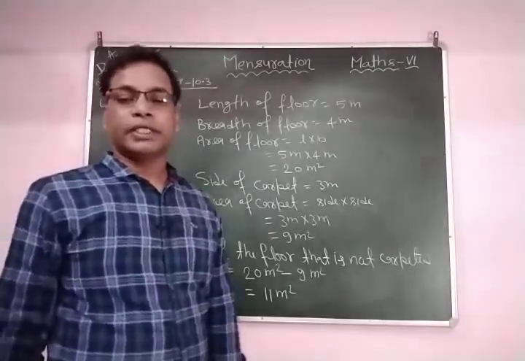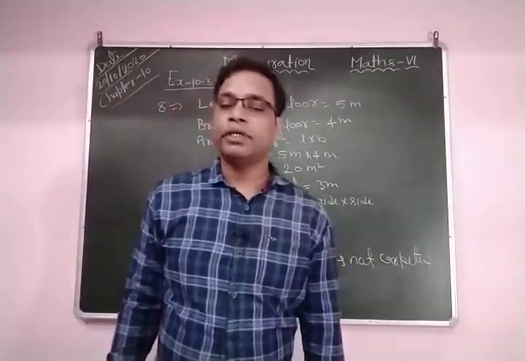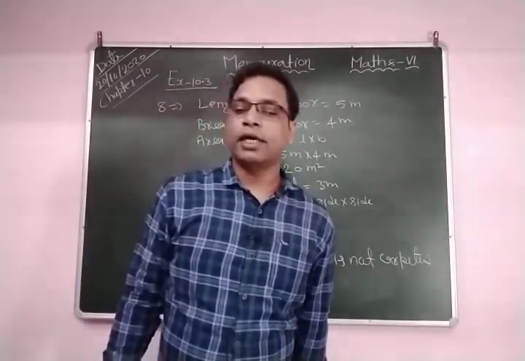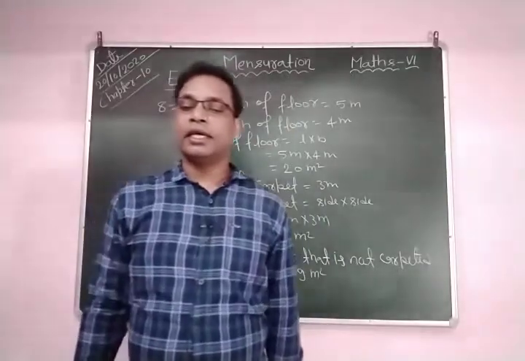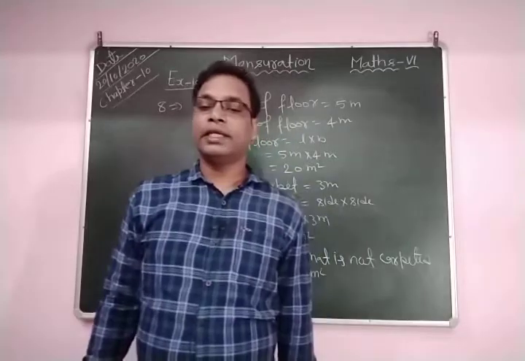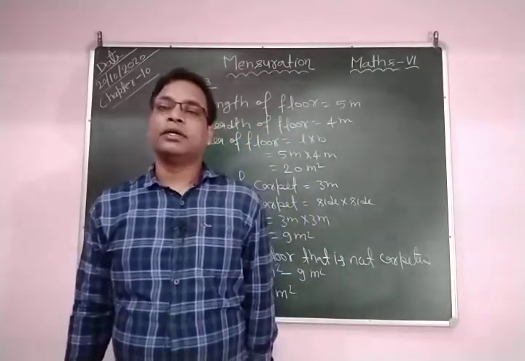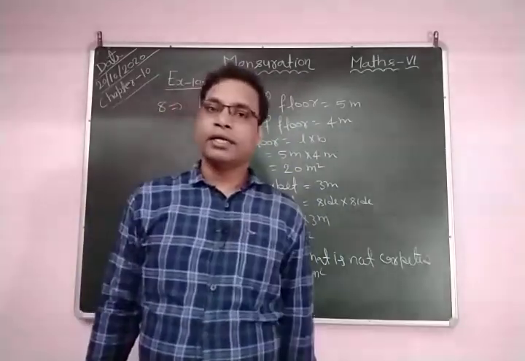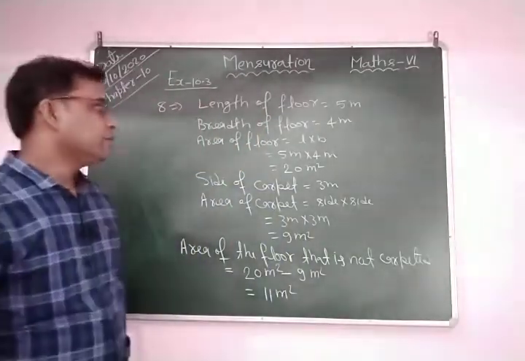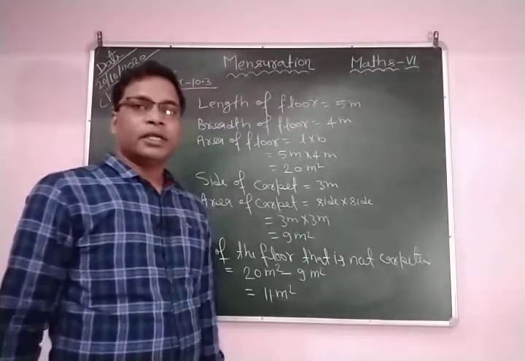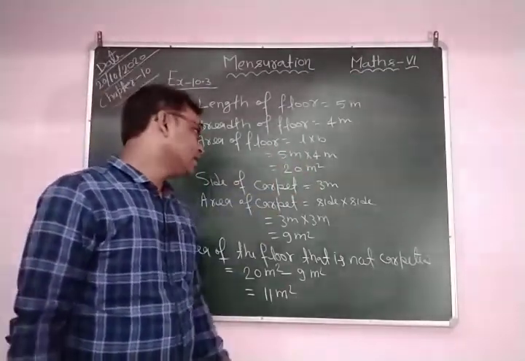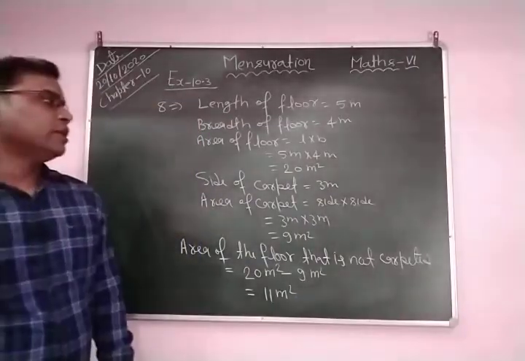In this question, this is given that floor is 5 meter long and 4 meter wide. A square carpet of side 3 meter is laid on the floor. Find the area of floor that is not carpeted. So first you find the area of floor, because length and breadth are given as 5 and 4 meters. So we find area of floor 5 into 4, which is equal to 20 meter square, and the side of carpet is given here 3 meter.